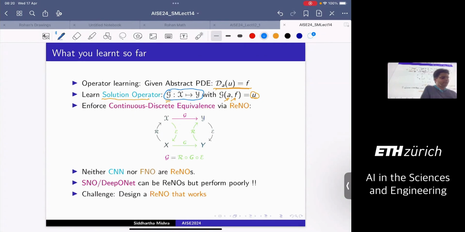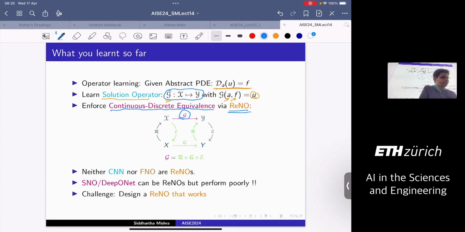In particular, what we have to do is to ensure this principle of continuous discrete equivalence that I've been droning on about for long. And we do that through this representation equivalent neural operator. So the idea is very simple: instead of looking at mappings between function spaces, we do an exact correspondence or an exact equivalence by going through discrete spaces, for instance, functions on a grid.